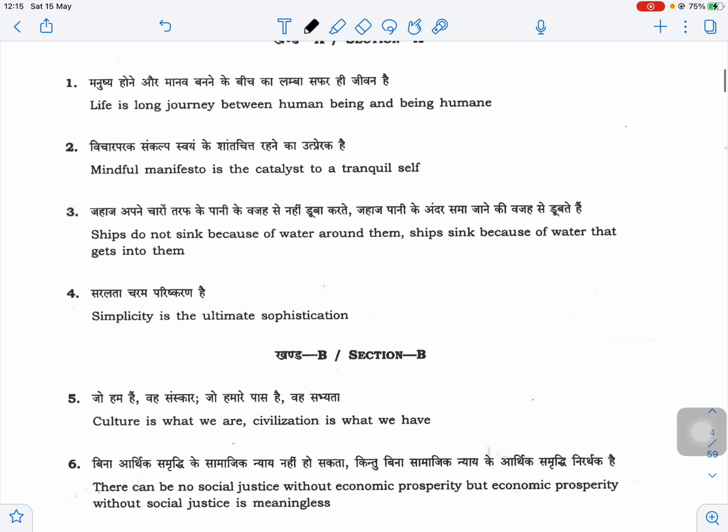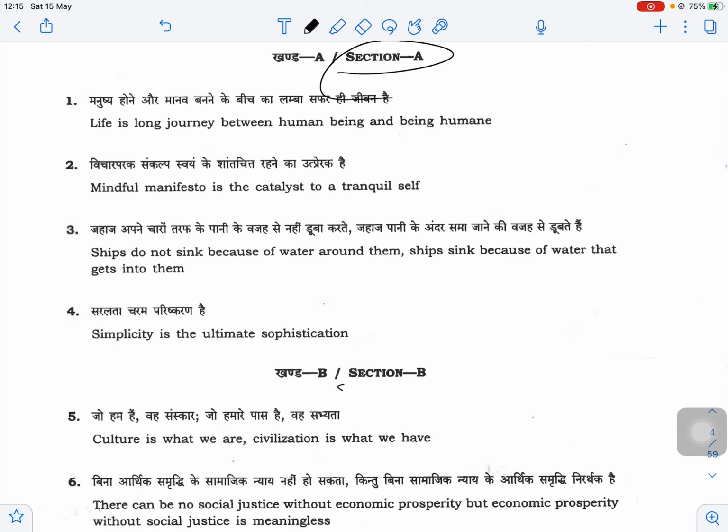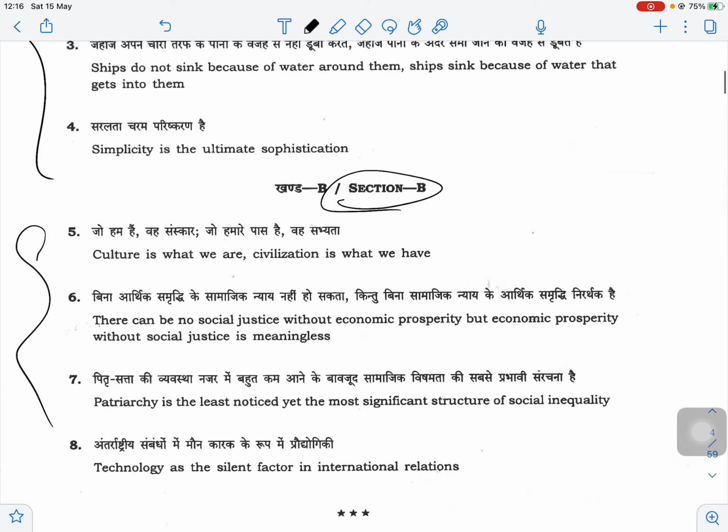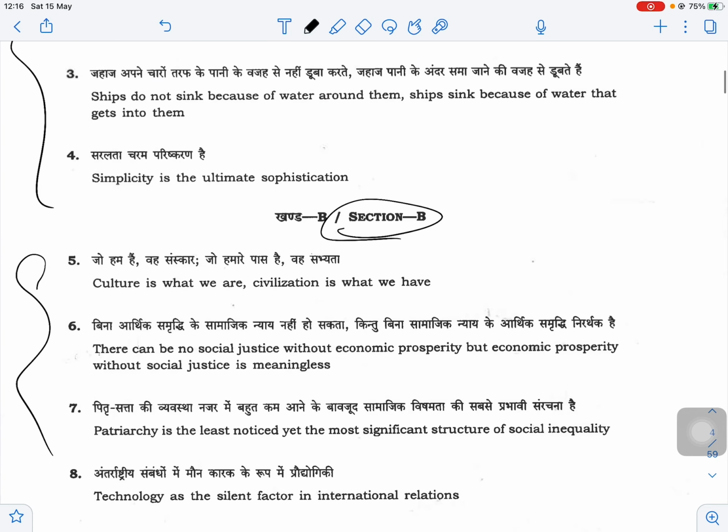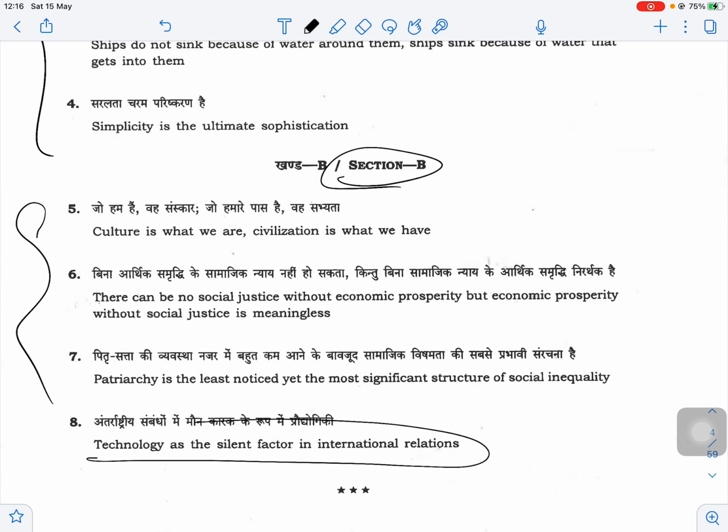If you see the question paper, it is split into section A and section B. Section A is philosophical, section B is general essay, I mean technical. This is exactly the essay I'm talking about: Technology as the silent factor in international relations. We read either about international relations or technology per se, but we don't have enough content to link it to IR. In the exam hall, if you start thinking and spending a lot of energy, and you are able to produce 1200 words, that is fantastic.